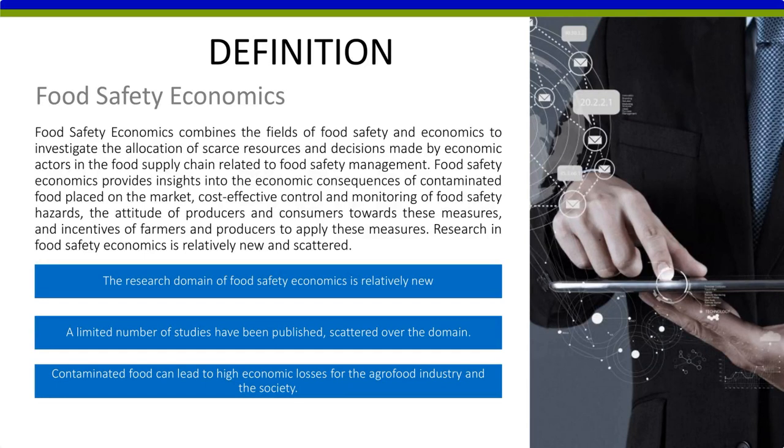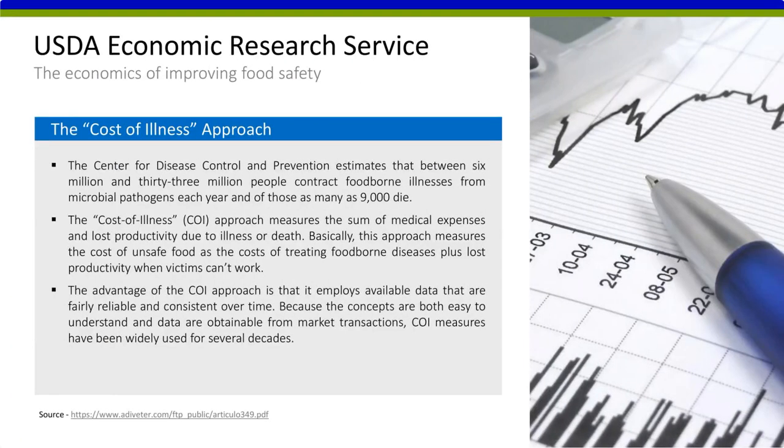One of them is available, you can find it, and there is also a link for this short article. In this link you can find the USDA Economic Research Service article called The Economics of Improving Food Safety. What is written in this article is that the Centers for Disease Control and Prevention estimates that between 6 million and 33 million people contract foodborne illnesses from microbial pathogens each year, and of those as many as 9,000 die.